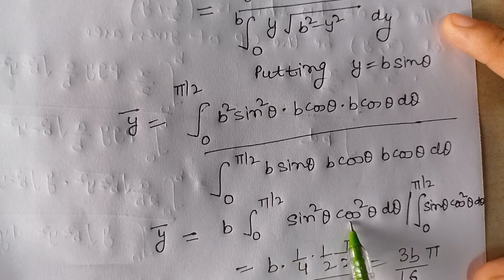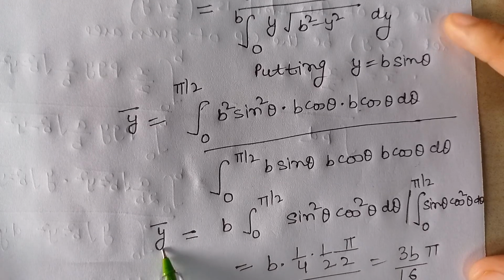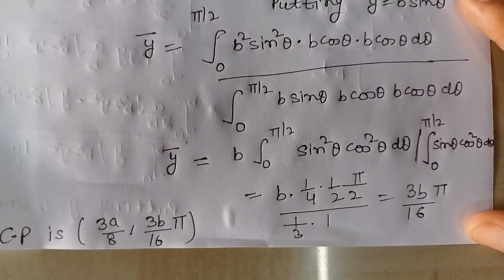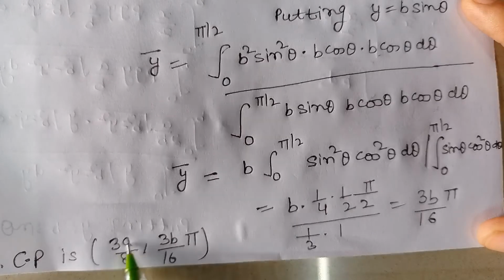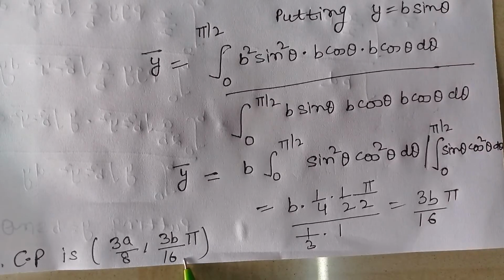You can find the value of these two integrals, and after simplification you will get the value of y bar, which is given by 3b pi upon 16. Thus, we have obtained the center of pressure of the given area, which has the coordinates 3a by 8 and 3b pi by 16.